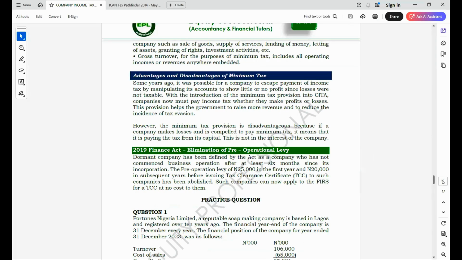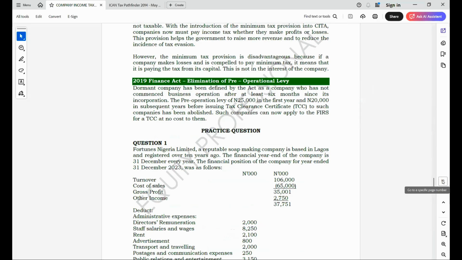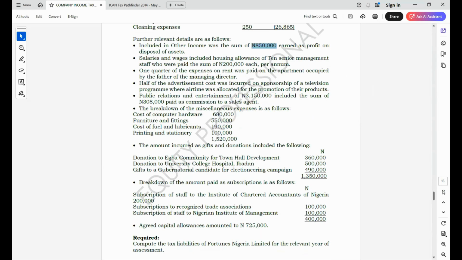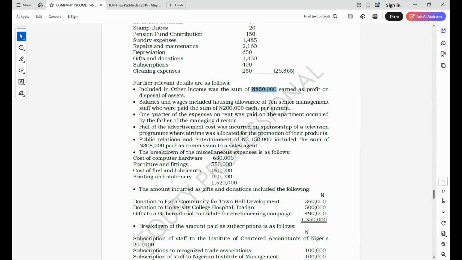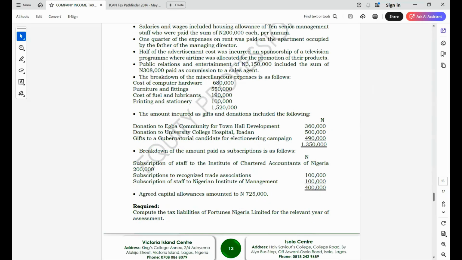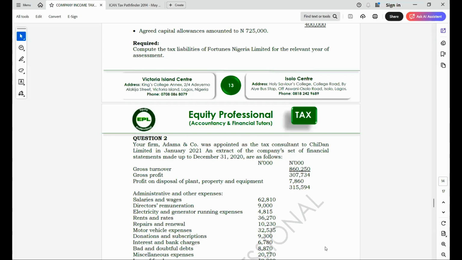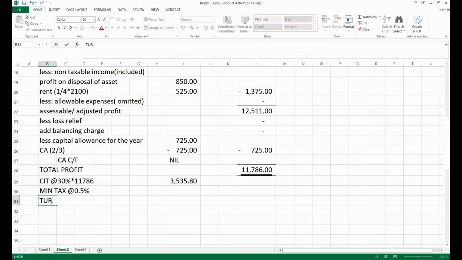So turnover, which is 106, plus other income, which is 2,750, less non-taxable income that is included in that other income, less 850,000. Then we now say less franked investment income. In this question, we are not given any dividend, so no dividend will be deducted from the gross turnover, because this question did not have dividend. So 0.5% of turnover.